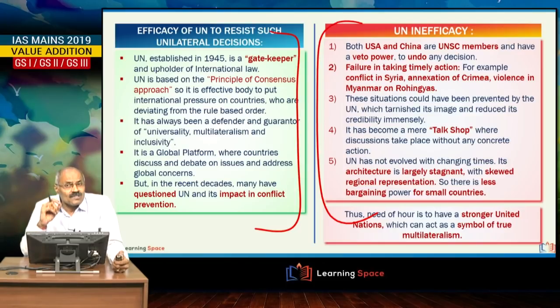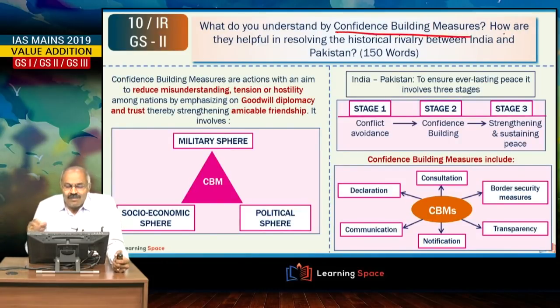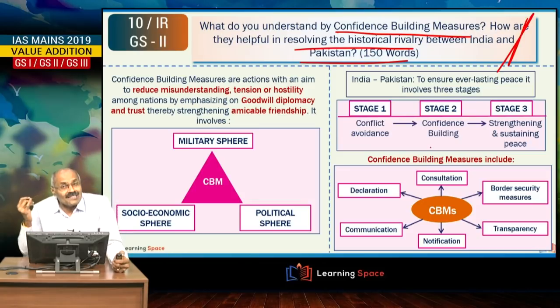Friends, this type of question is expected because of the failure of the United Nations. Now several countries are facing problems, and for what the UN is intended and why it is not able to do its intended purpose. Right. Next question, what do you understand by confidence building measures? Quite often you come across India and Pakistan confidence building measures, right? And how are they helpful in resolving the historical rivalry between India and Pakistan?